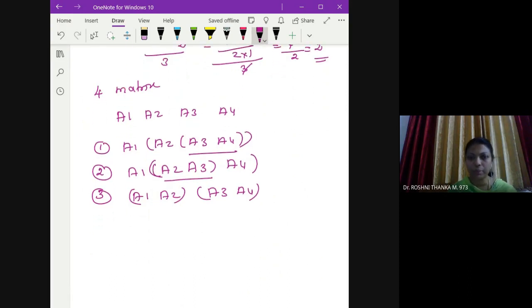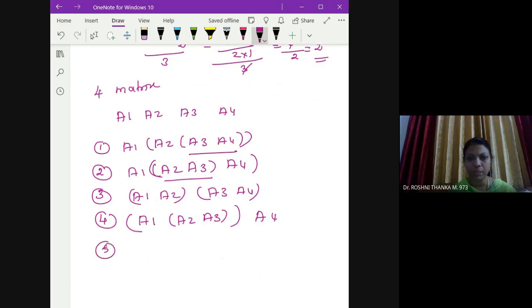And what other possibility do I have? Fourth method I can write is a1, and then I'll multiply a2 and a3 like this, and finally I can multiply both. Final answer will be multiplied with this. Earlier we multiplied this 2 and then we multiplied with this. Here this 2 first multiplied with a1, then we finally multiply with a4.